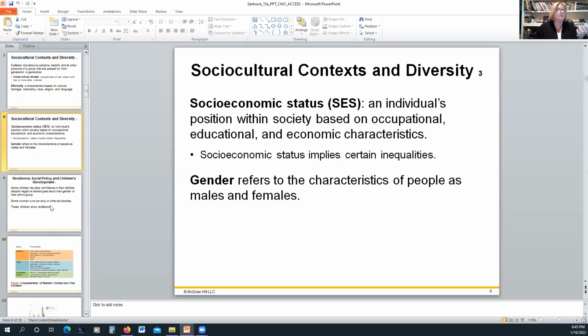Now, let me apologize to you. This textbook is still very much 2-category gender. I absolutely recognize gender fluidity and LGBTQ plus information. This textbook is just looking at it in 2 categories, male and female. So please don't take offense at that. It's the way that the textbook is.